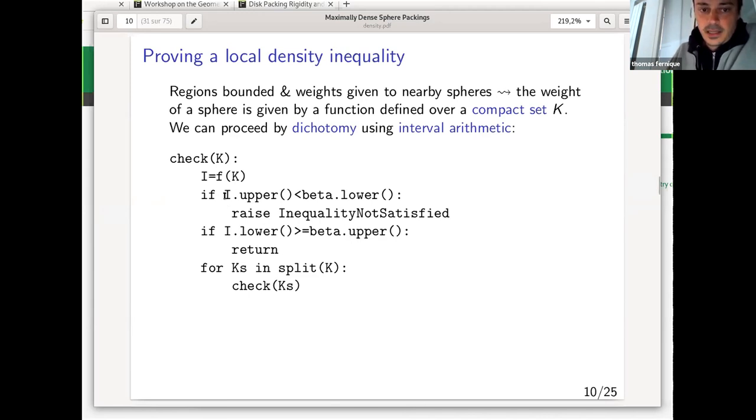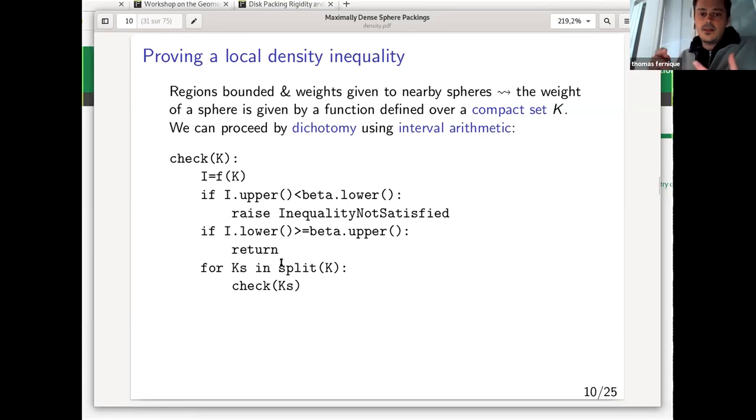It's what I have written here. If the largest value in the interval that you get is lower than beta, remember that you want to show that f of x is larger than beta for any x in K. So if you find some case like this, you can stop and say it's not true. On the other hand, if you find that any value of f of x for x in K is larger than beta, then you can stop. You are happy, it's satisfied over the K.